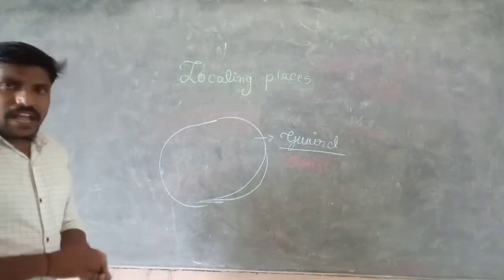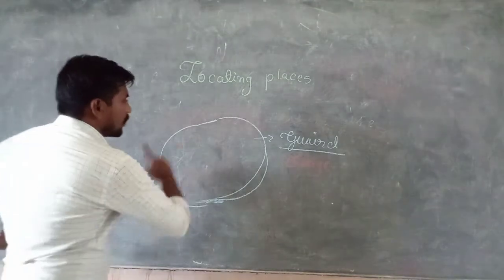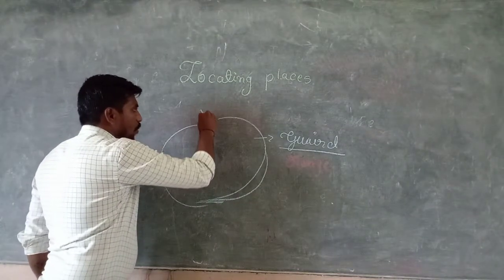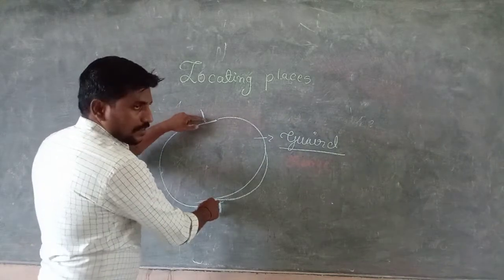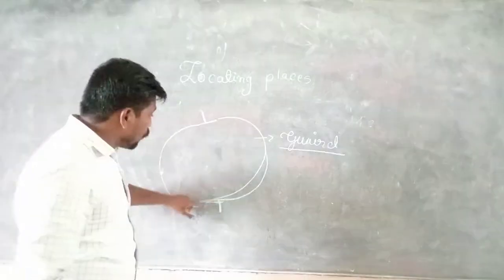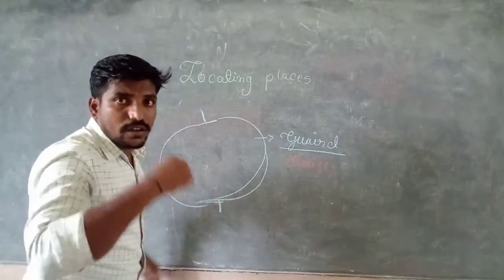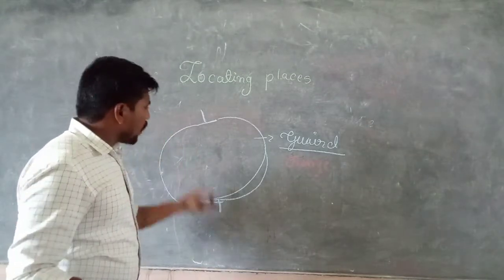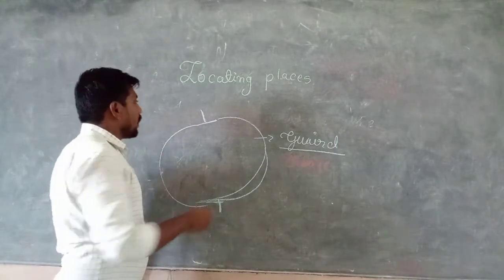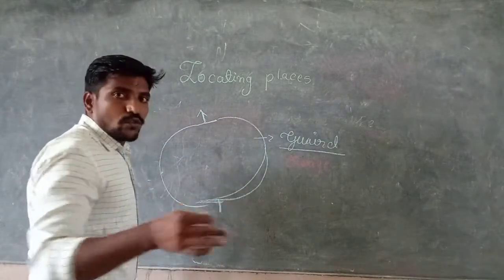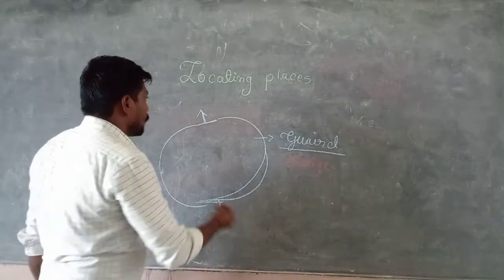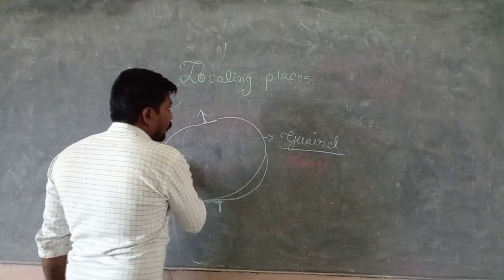So next, what happens? I told you this is rotating. In the sense, it is rotating. So how is it rotating? There are 2 points here, from this and from this. On the basis of these 2 points, the earth is rotating. So what are these points called? First we should know the directions, is it not?